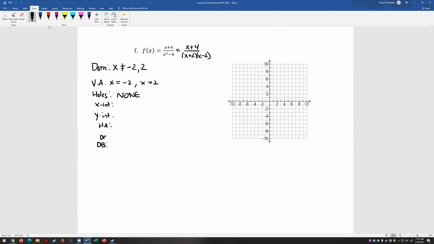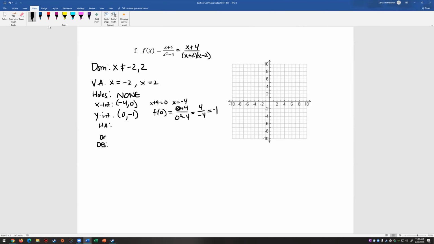We do have an x-intercept. We have x + 4 in the numerator, so that would be at -4, 0. The y-intercept, we put in 0, and you can do that in the original if you want, instead of the factored form. Sometimes that's a little quicker. So that's at -1.